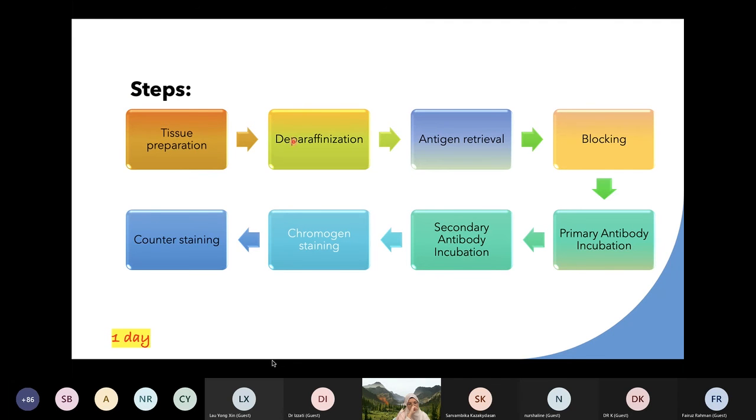And then the sections will be deparaffinized with xylene. And antigen retrieval, commonly heat antigen retrieval with microwave or pressure cooker, where the sections will be immersed in EDTA or citrate buffer solution, and afterwards blocked with hydrogen peroxide to block the tissue endogenous peroxidase. And then we incubate the sections with primary antibody, and then secondary antibody, and lastly we stain with the chromogen. This chromogen will highlight the features that we want, and the final step is to counterstain with hematoxylin.